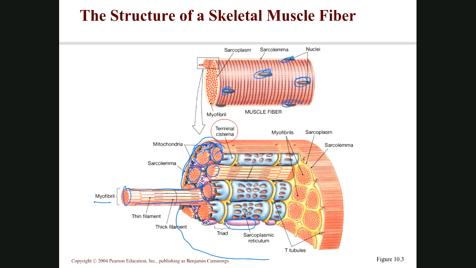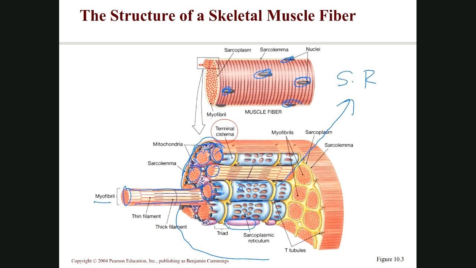Surrounding the myofibrils, these blue things right here, is going to be the sarcoplasmic reticulum, the smooth endoplasmic reticulum. This is the sarcoplasmic reticulum of the cell. These sac-looking structures right there surround the myofibril. And when you see something like that that is so unique, you should suspect that this arrangement has something to do with function.